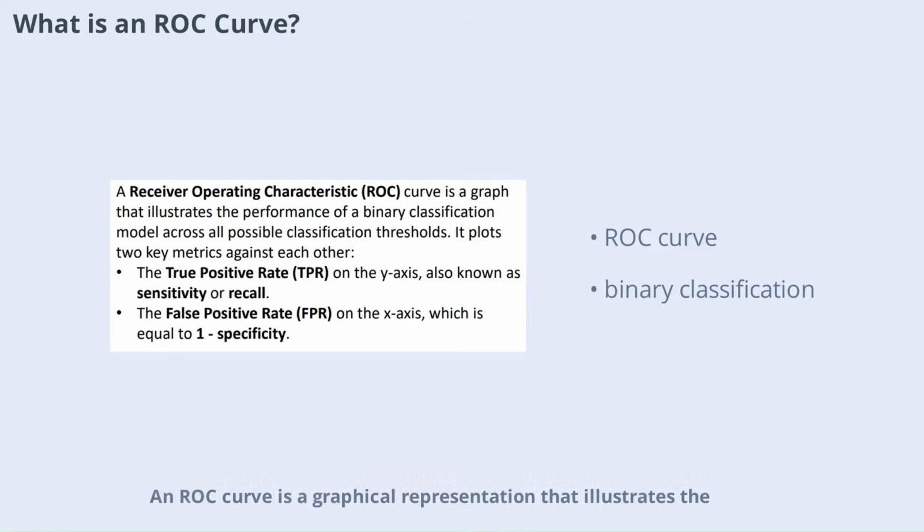The ROC curve is a graphical representation that illustrates the performance of a binary classification model across all possible thresholds. On this curve, the y-axis represents the true positive rate, also known as sensitivity or recall, while the x-axis shows the false positive rate, which is calculated as 1 minus specificity. By plotting these two metrics against each other, the ROC curve provides a comprehensive view of how well a model distinguishes between two classes. This visualization helps you see the trade-off between sensitivity and specificity as you adjust the decision threshold.